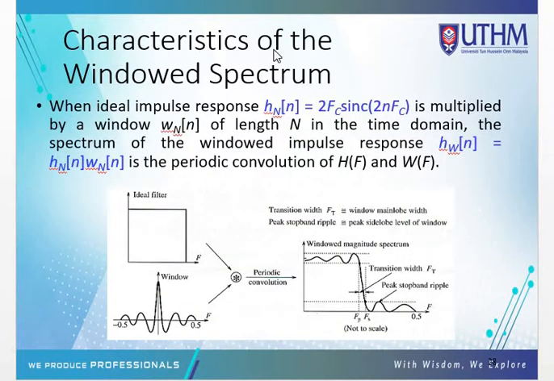What are the characteristics of the window spectrum? Okay, for the window spectrum, the ideal impulse response, that is hn, is multiplied with the window wn. This is the window and this is the ideal filter. And then the spectrum of the windowed impulse response is hn multiplied with wn, and we have hwn. This one is the hwn. So we call it the windowed impulse response.